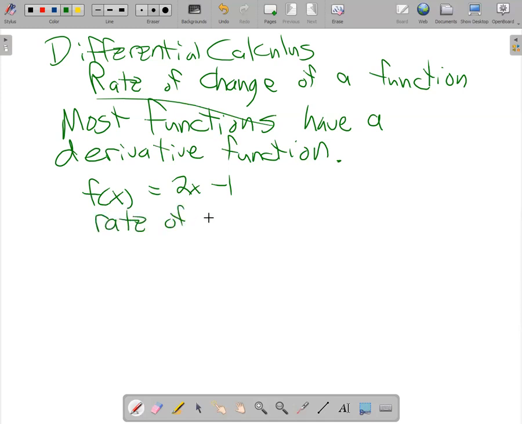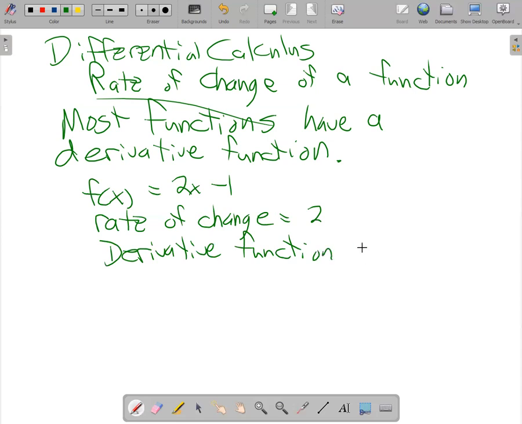So the rate of change equals 2. This thing has a derivative function that's just equal to 2. And rather than write the phrase derivative function every time to indicate we're not talking about the original function, there are a few kinds of notation we might use. We might use f with an apostrophe of x equals 2, and we usually read that as f prime of x.